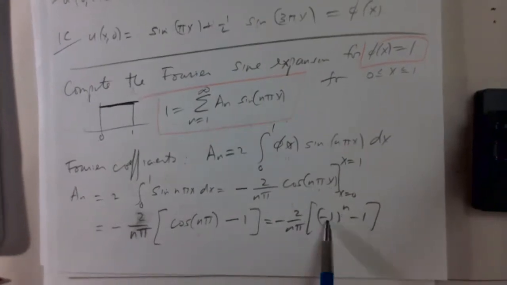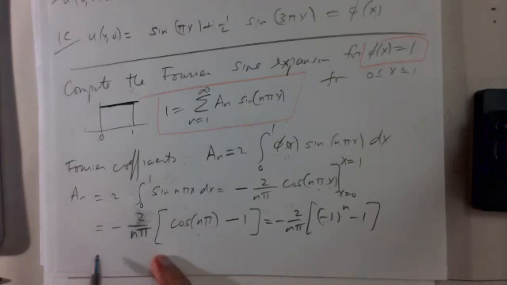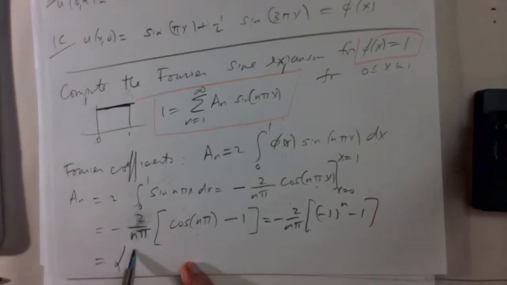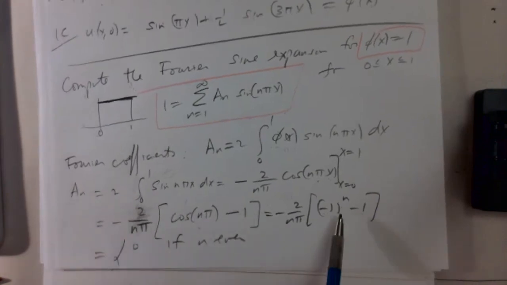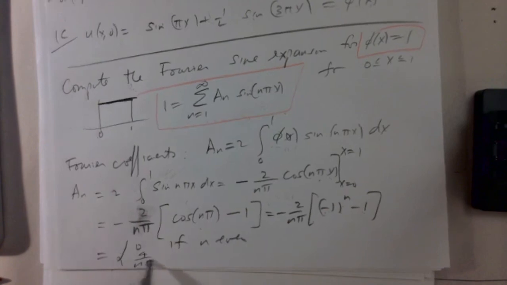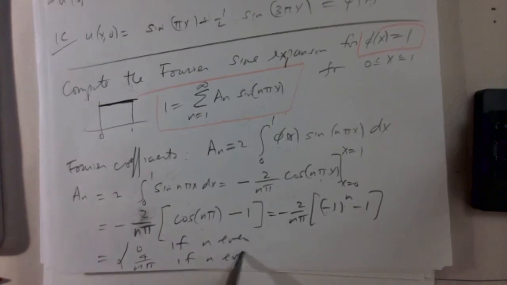If n is even, this is plus 1. Plus 1 minus 1 is 0. So this is equal to 0 if n is even. If n is odd, this is minus 1 minus 1, which is minus 2. Minus 2 times minus 2 over n pi is 4 over n pi if n is odd.